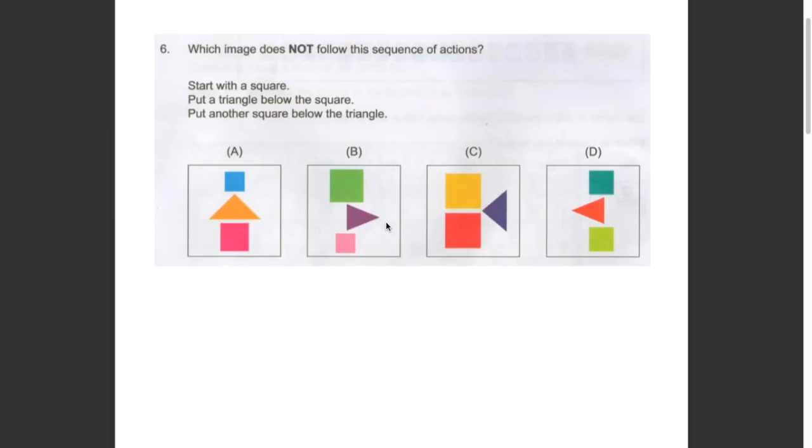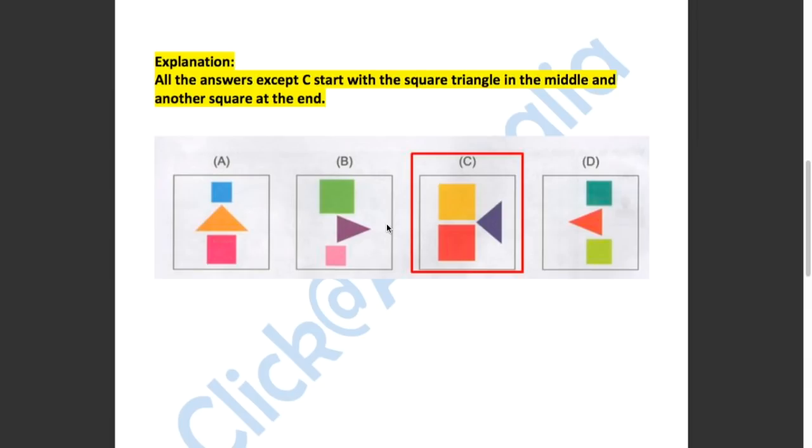This question asks us which image does not follow the sequence of actions. Let's move to the explanation. All the answers except C start with the square, triangle in the middle, and another square at the end. So the answer has to be C.